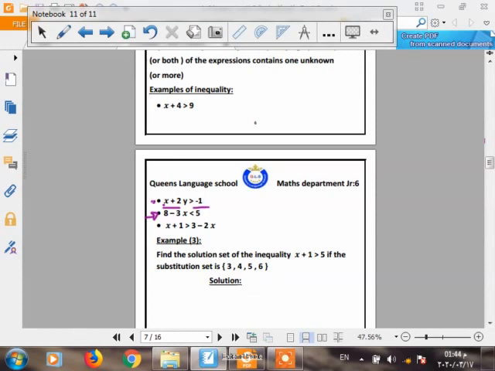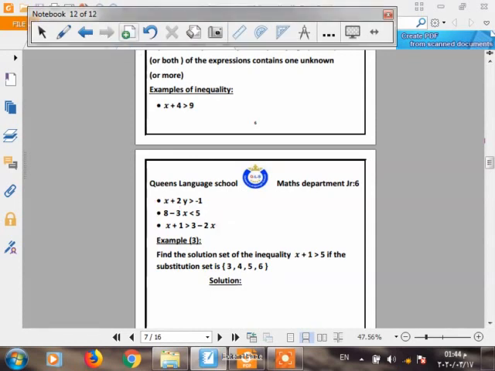Last example, x plus 1 greater than 3 minus 2x. It's a mathematical statement. I have 2 expressions separated by greater than. On the left side I have the unknown x. On the right side I have only one unknown, x also.